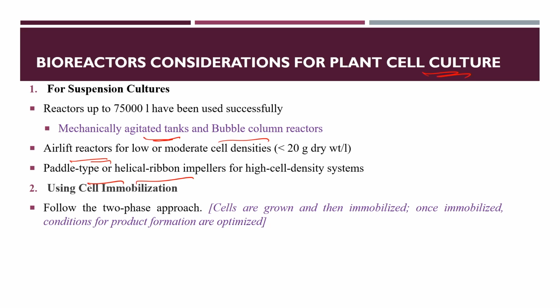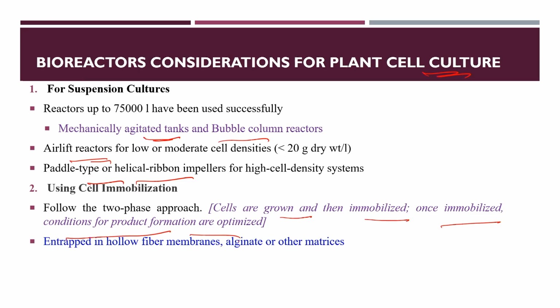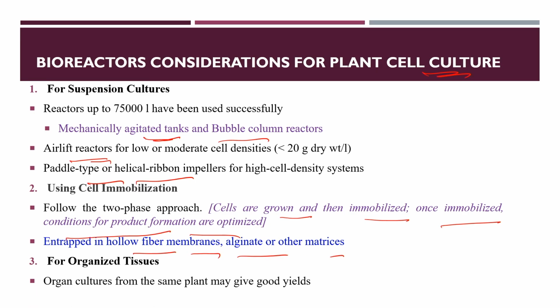We can also use the cell immobilization approach. It follows two approaches. First, cells are grown, then immobilized, and once immobilized, the conditions for product formation are optimized. The other option is that they can be entrapped in hollow fiber membrane or in alginate and other beads. And organ tissue from the same plant may give a good yield, so we can go for shoot culture or submerged culture using the bioreactor configurations we have discussed so far.